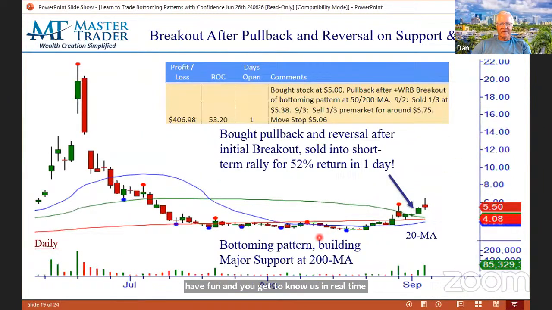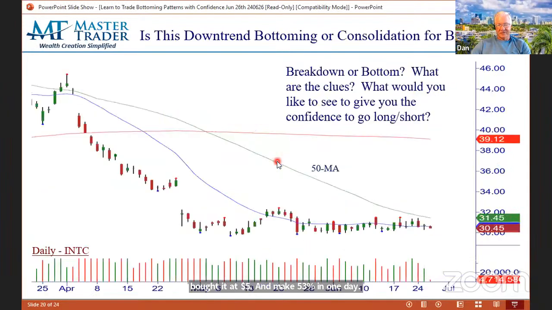Just another bottoming pattern. Now, the only reason I'm showing you this is junk. I can tell by how it went up a lot, which is kind of squeezing these MAs, so it's kind of hard to see. But even junk, we were in one day, wow, I forgot about this. We bought it at $5 and made 53% in one day on a piece of junk. But it's the same approach that we're talking about.